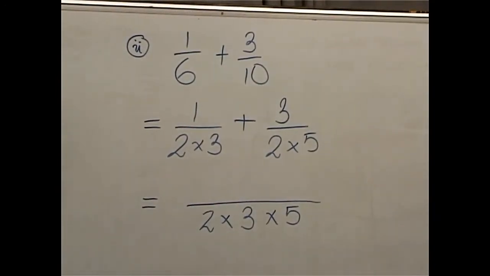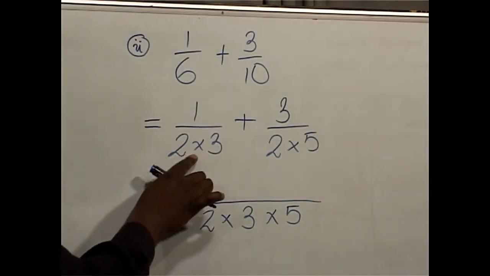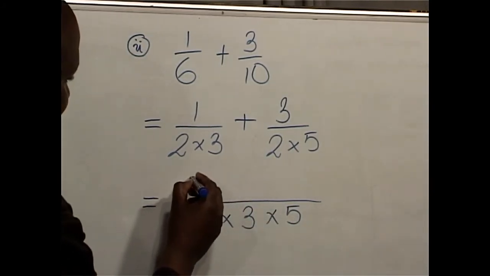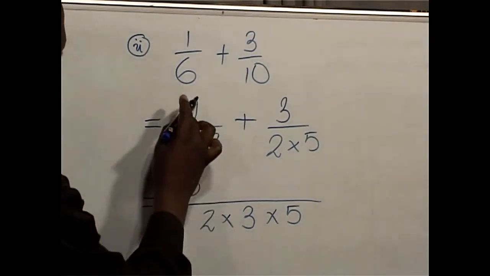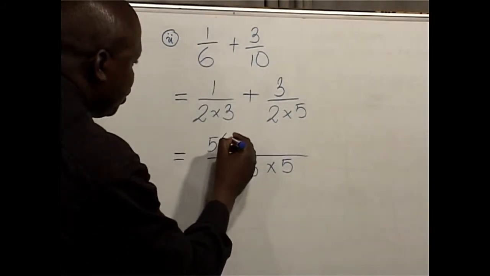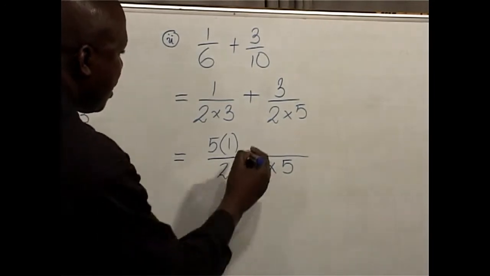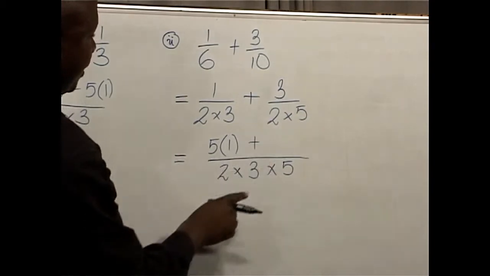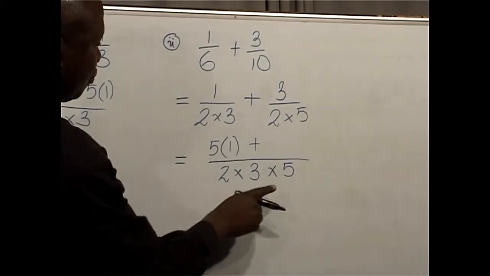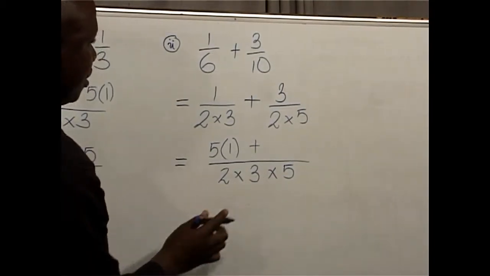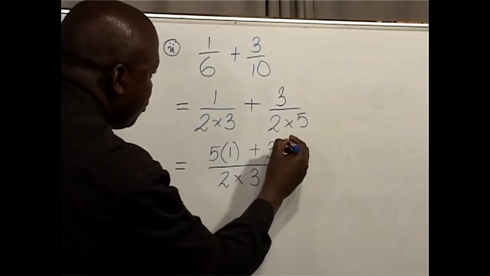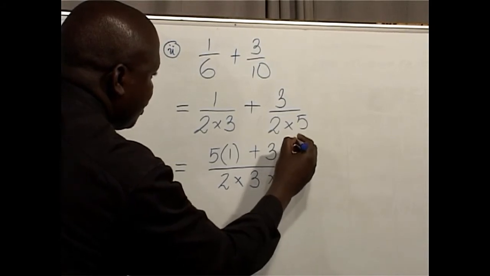Then we proceed. When the denominator 2 times 3 is divided into the lowest common denominator, the result is going to be 5. And this 5 is going to be multiplied by the numerator, which is 1. Plus, when the denominator 2 times 5 is divided into the lowest common denominator, the result is going to be 3. And this 3 is going to be multiplied by the numerator there, which is 3.